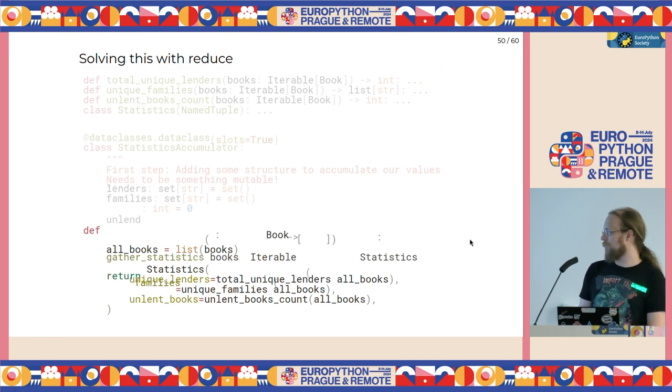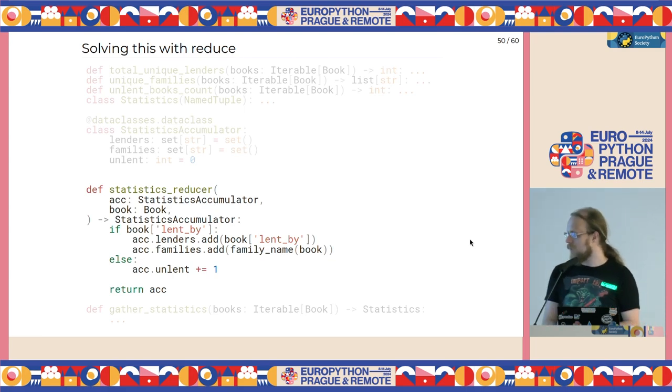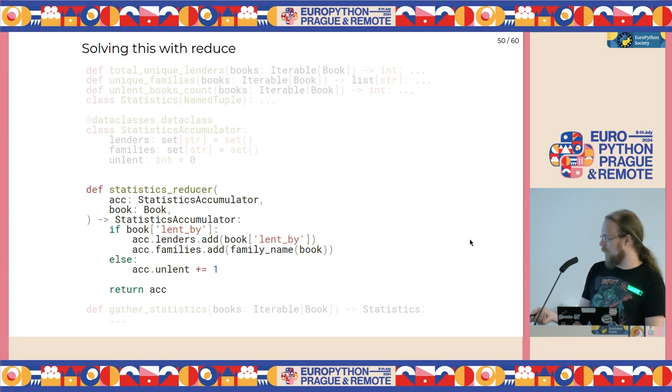And this is what we adapt now. First step, we need a statistics reducer, which is a complicated name, but in the end, it's basically taking a bunch of stuff and giving back one, different stuff. In this case, our statistics accumulator is a thing we always take from the last run and give to the next run of this statistics reducer. And the book is the part where we iterate through all the books, and this is always different. What we're doing here, if it was lent by someone, we add it to the lenders and the families sets. And if it was not lent, well, we accumulate the unlent books by one, so we increase it by one. And then we continue with the accumulator for the next run of the statistics reducer.